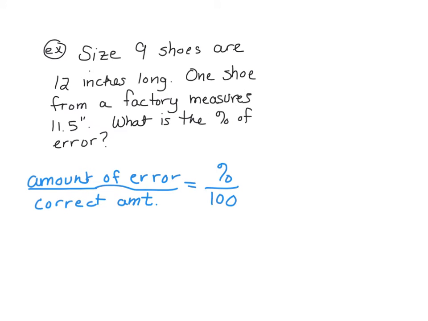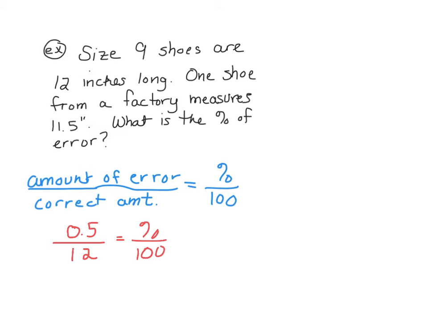So let's see, same idea here. Size 9 shoes are 12 inches long. One shoe from a factory measures 11.5 inches. What's the percent of error? Well, what we have to know is what's the amount of error? How much was it off by? Well, it was off by half an inch, right? 12 minus 11.5, it was off by 0.5 inches. The correct amount should be 12, and that equals our percent over 100.